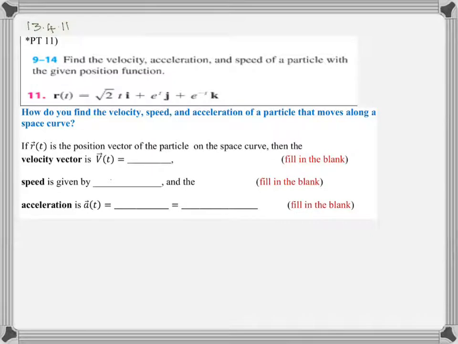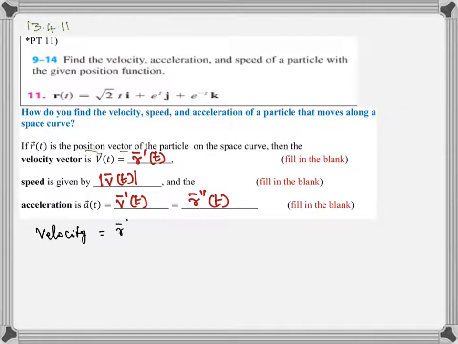So how do we find velocity, speed, and acceleration of a particle that moves along a space curve? If r of t is the position vector of the particle on the space curve, then the velocity vector v of t is given by r prime t. Then the speed is the absolute value of the velocity, or the length of the velocity vector. Then the acceleration is the derivative of the velocity vector, which is the second derivative of the position vector. So this is something basic that we all know from Calc 1 class. The only thing is here we are doing multi-dimensional, several variables, and there it was only single variable.